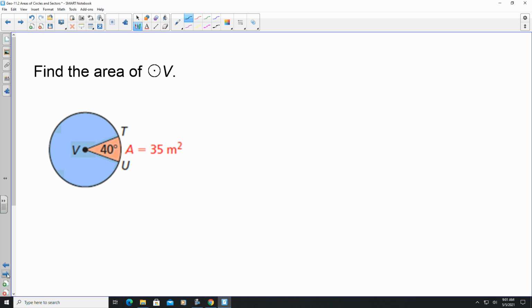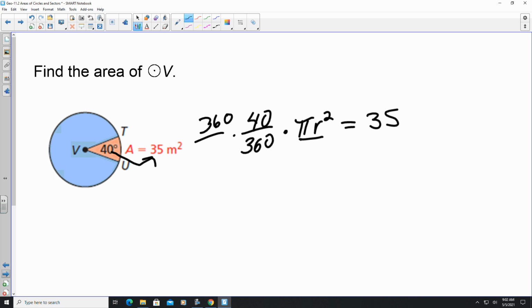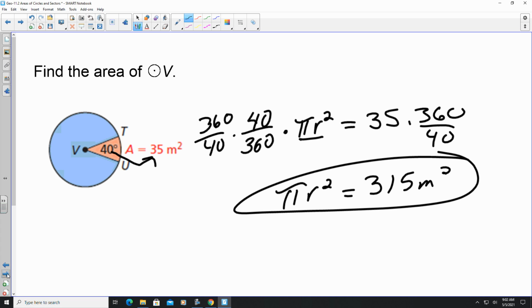In this example here, they want you to find the area of the whole circle. So they have the area of this sector, and then they give us the degree. So here, we're going to take 40 over 360. It gets multiplied by pi r squared, which is the area of a circle. So essentially, this is what we're solving for. And it's going to be equal to 35. So to find what pi r squared equals, I'm going to multiply by 360 over 40. And pi r squared, again, area of a circle, is going to be 35 times 360 divided by 40, which gets us 315 square meters.